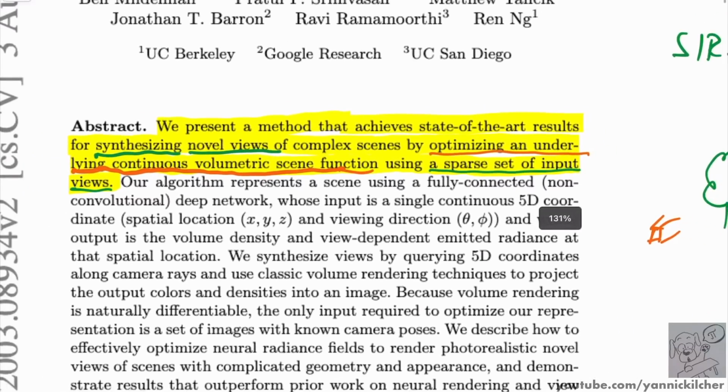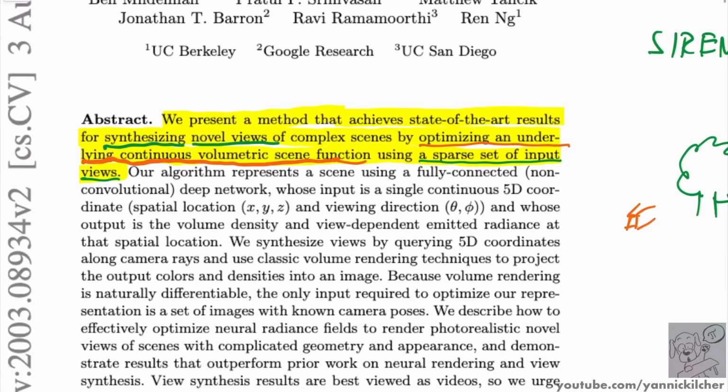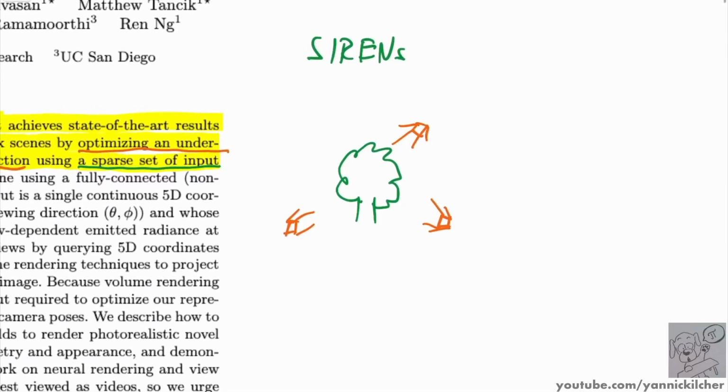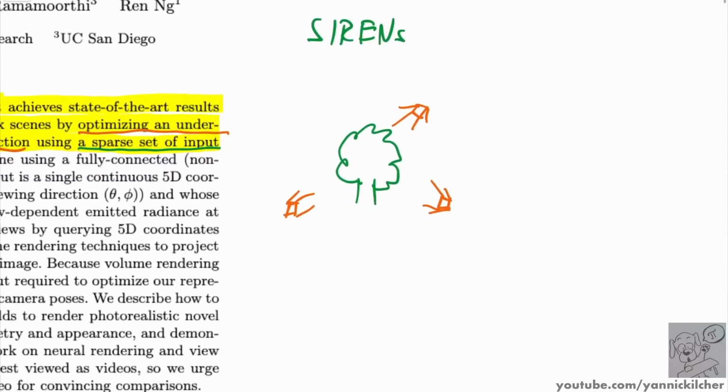This is a cryptic way, but it goes along the direction of the sirens and a bigger trend in these neural rendering papers, which is that we want to overfit a neural network to a single data point. This is really different from classic deep learning.